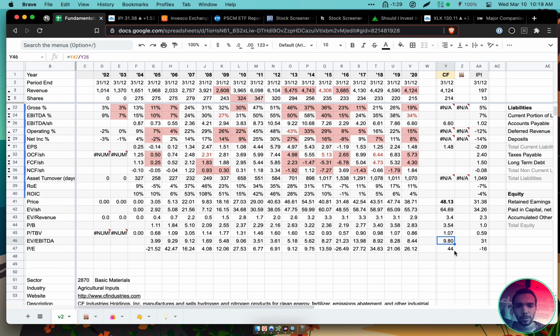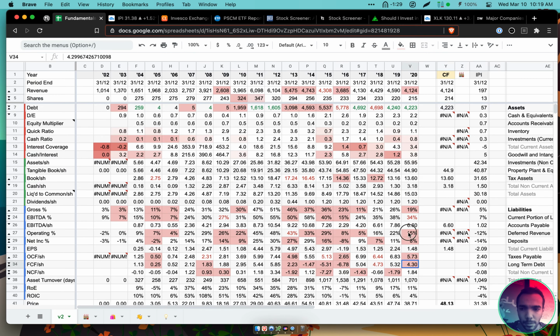Looks like 1x book is pretty normal. 10x EBITDA, 40x earnings. Do they have positive earnings? They do, yes. Alright, let's take a look. Revenues dropped in 2020. They bought back some shares, that's nice. They've been repaying debt since 2019. Debt to equity is 2, so a bit on the high side. Quick ratio is 1, cash ratio is pretty good. Interest coverage 3.4. Okay, debt situation seems okay.